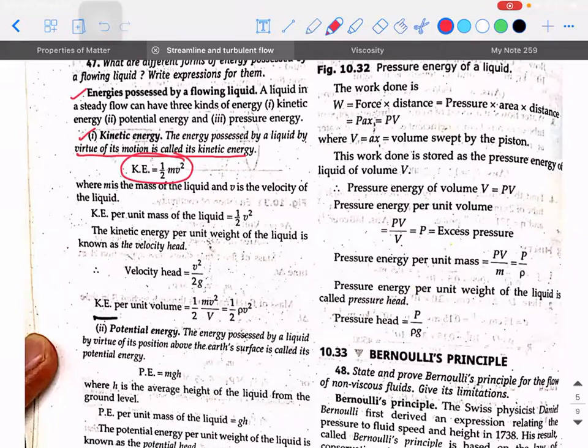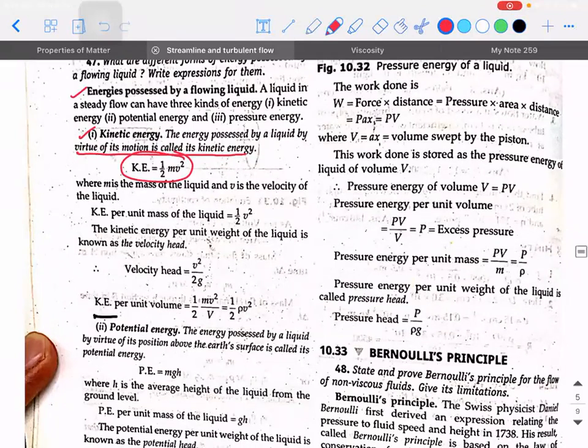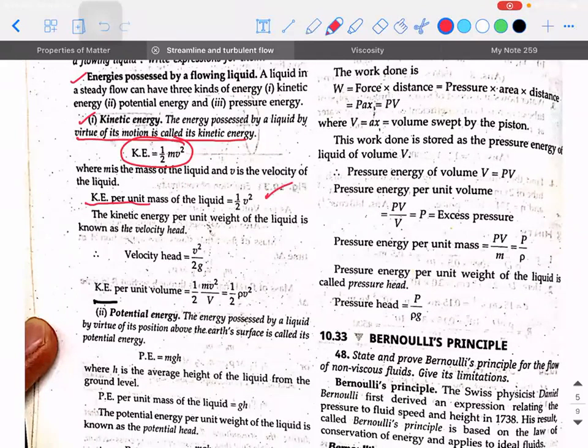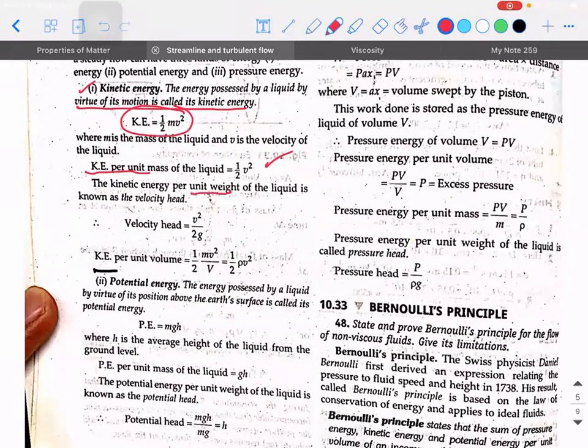Right? Then we have something called kinetic energy per unit mass, which is given by the expression half rho v square. And the third is what we call kinetic energy per weight, which is also called velocity head. An important term to be kept in your mind. So the kinetic energy per unit weight is what is called velocity head.